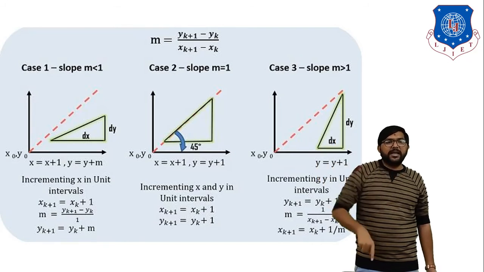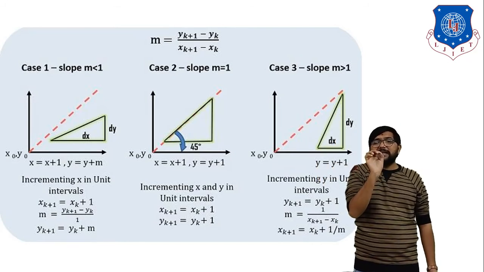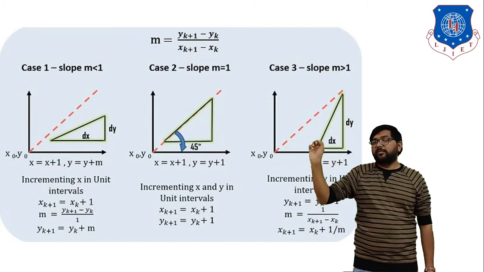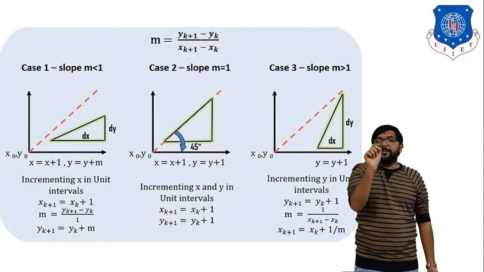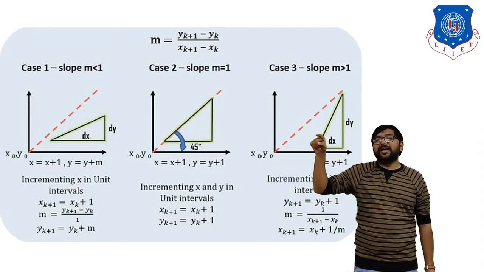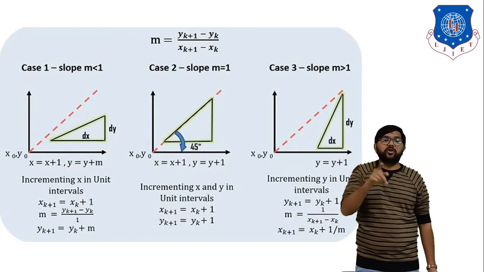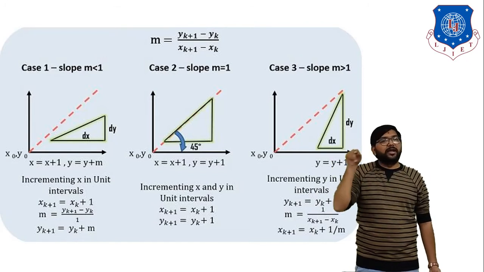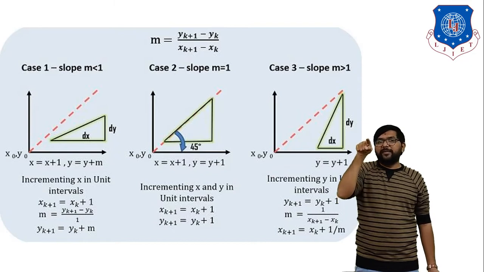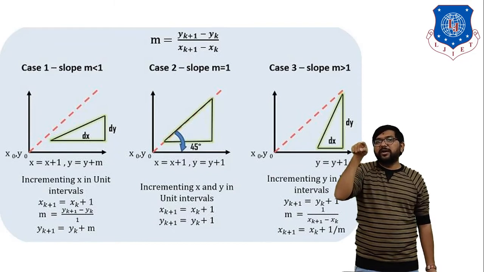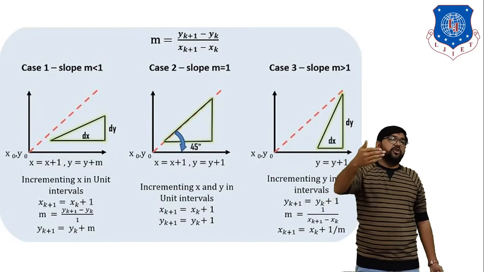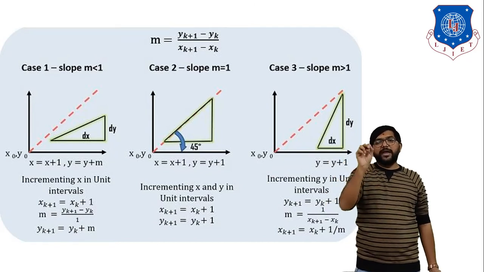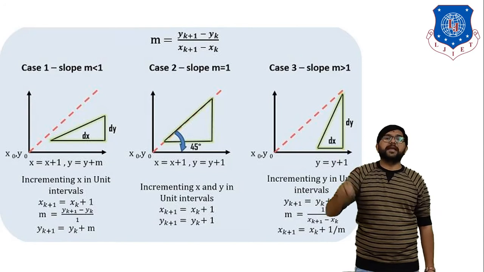Okay. So xk plus 1 is equal to xk plus 1. Clear? So what is the difference of x coordinate? xk plus 1 minus xk is equal to 1. So delta x is equal to 1. Now you all know the equation of slope: m is equal to delta y upon delta x. The numerator is yk plus 1 minus yk, the difference of y coordinate. The denominator is xk plus 1 minus xk, and the value of that is 1. Clear? So yk plus 1 is equal to yk plus m.